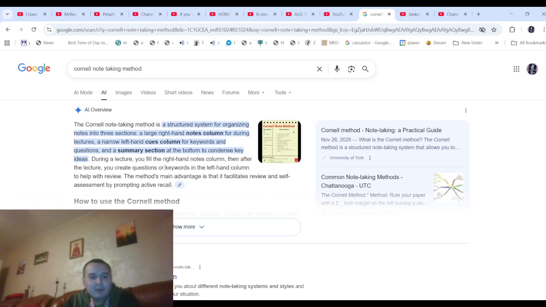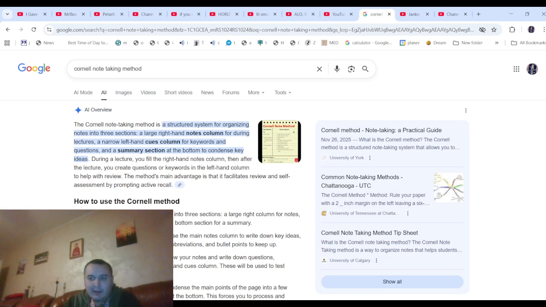During a lecture, you fill the right-hand notes column. Then after the lecture, you create questions or keywords in the left-hand column to help with review. The method's main advantage is that it facilitates review and self-assessment by prompting active recall.